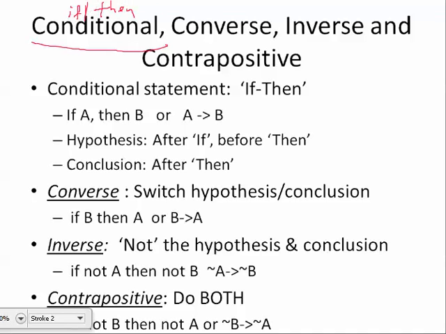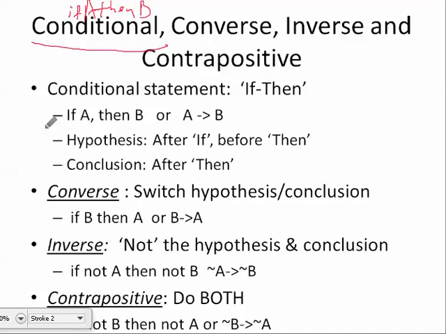Okay. If A, then B. The converse, we simply switch things around and say if B, then A. The inverse, we stick the word not into it. If not A, then not B. And the contrapositive, we do both things. We switch it around and we stick the word not in there. If not B, then not A.